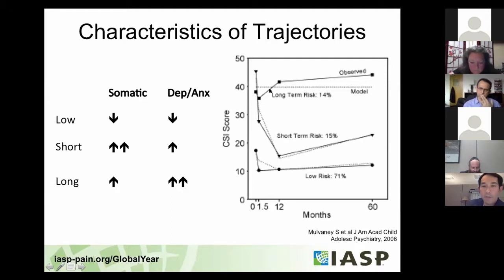It's this 15% here that you see at the highest top tier, which never seems to recover, that is, I think, of significant interest to us, because this group here that has the long-term risk, you can see, has both heightened somatic sensitivity and also significant depression and anxiety.